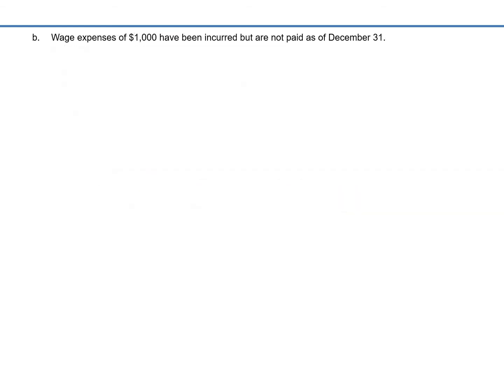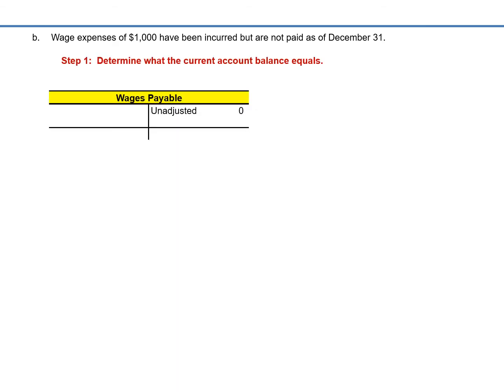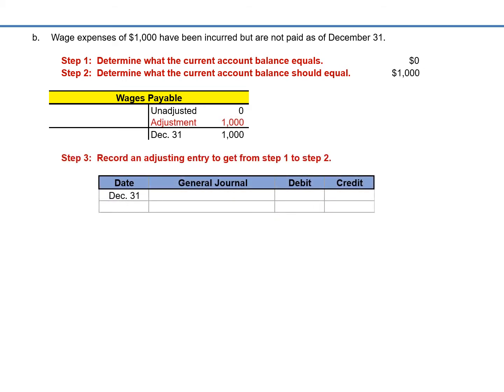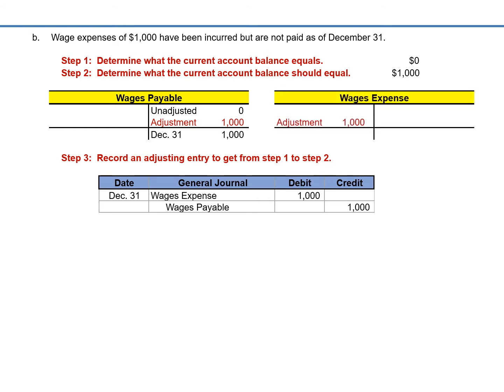In letter B, wage expense of $1,000 has been incurred, but not yet paid. So our wages payable account is 0. It should be $1,000. Wages payable is a liability. Liabilities are increased with credits. So we credit wages payable for $1,000 and we debit wage expense for $1,000.